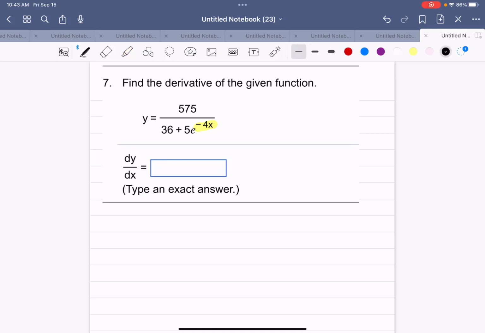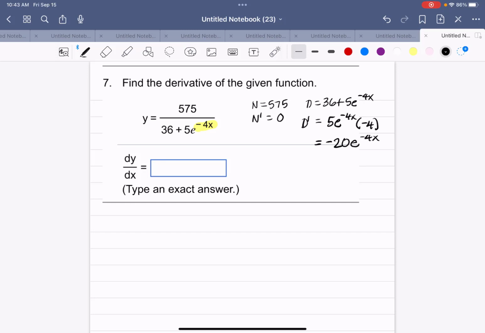So our numerator is 575. Our numerator prime is 0 since that's a constant. Our denominator is 36 plus 5e to the negative 4x. And the derivative of our denominator is: the derivative of 36 is 0, so it's 5e to the negative 4x times negative 4. So I'll go ahead and write that as negative 20e to the negative 4x.